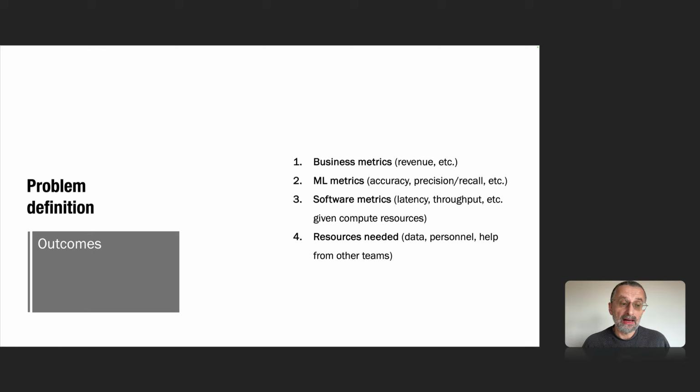Next, you have some second stage outcomes. Okay, what are the outcomes of this stage, problem definition stage? Business metrics like revenue, etc. Machine learning metrics like accuracy, precision, recall, etc. Software metrics like latency, throughput, given computing resources. Resources needed: data, personnel, help from other teams. Yes, so these are the outcomes of that stage.